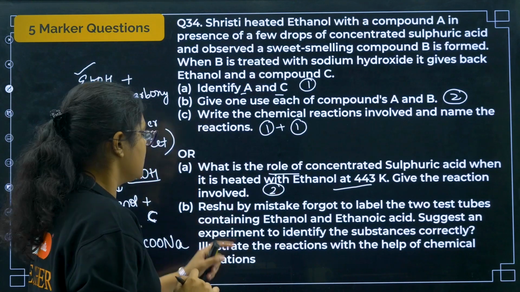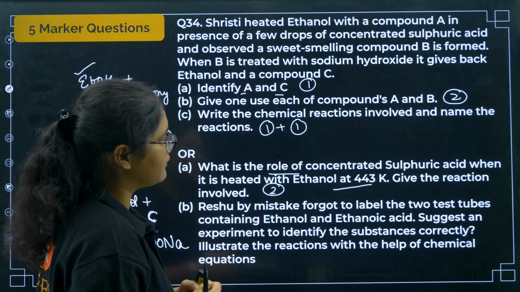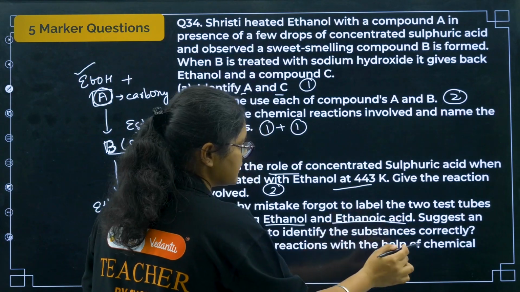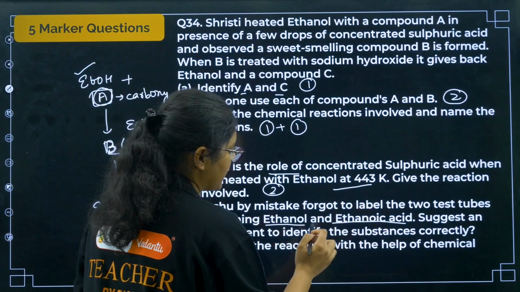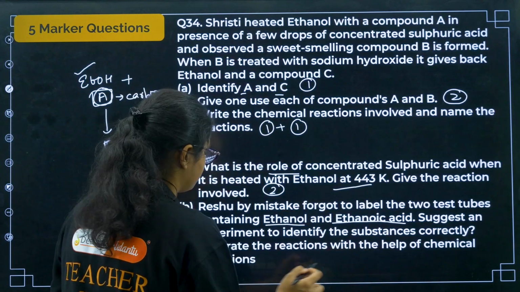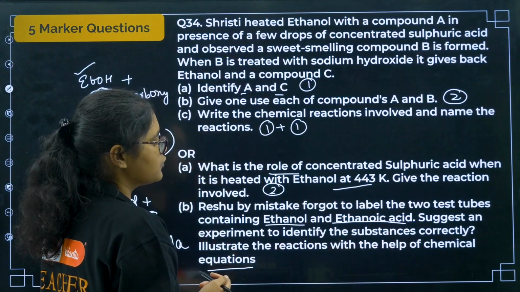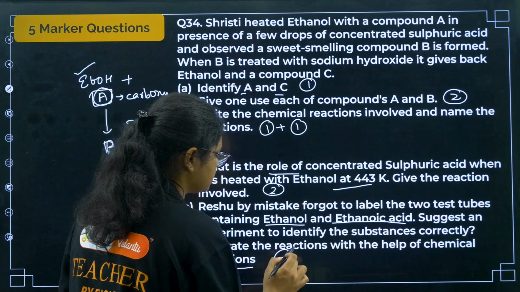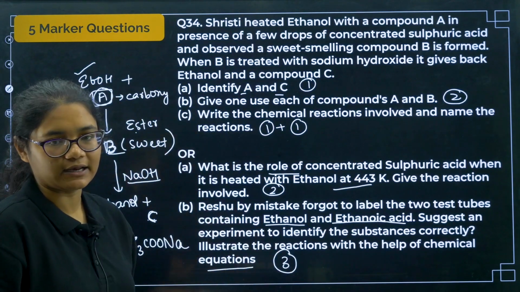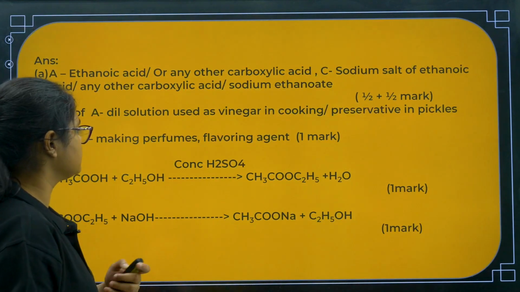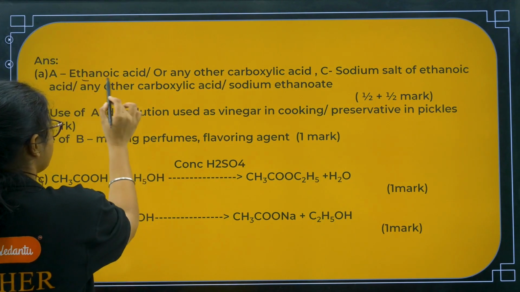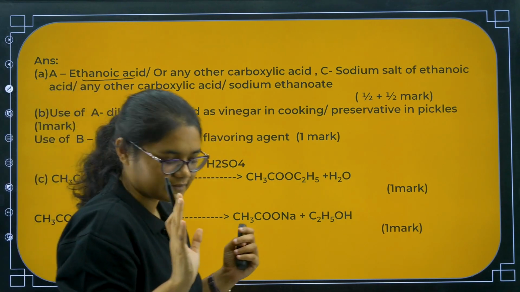Okay. Next, Rishu by mistake forgot to label the 2 test tubes containing ethanol and ethanoic acid. Suggest an experiment to identify the substance correctly. Illustrate the reactions with the help of chemical equations. Okay. So you have to get 3 marks here. First you suggest one experiment, that will carry 1 mark. Reactions if you write, that will carry another 2 marks. Okay. So let me show you the answer here. The first one is ethanoic acid or any other carboxylic acid you can take.